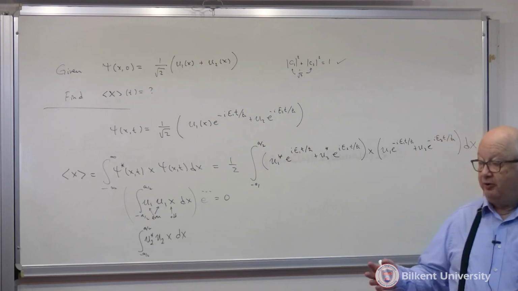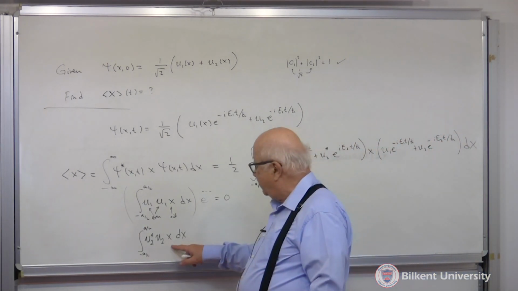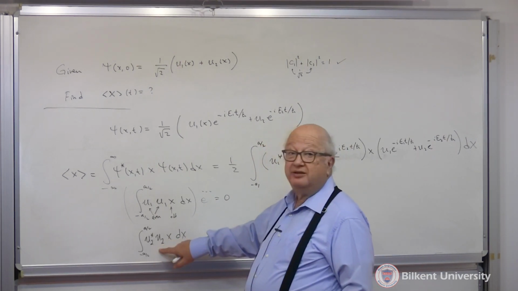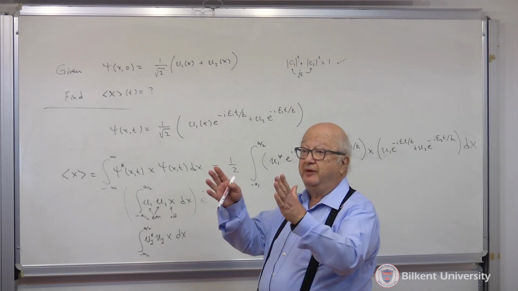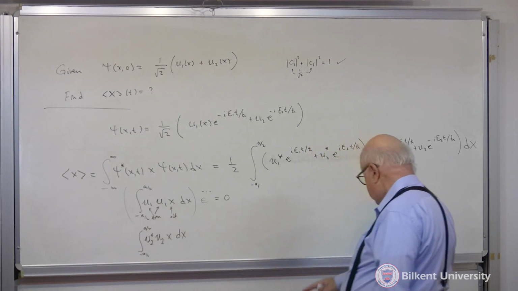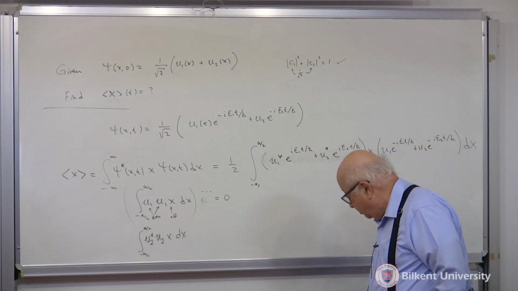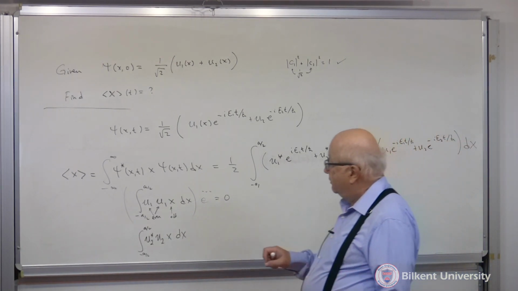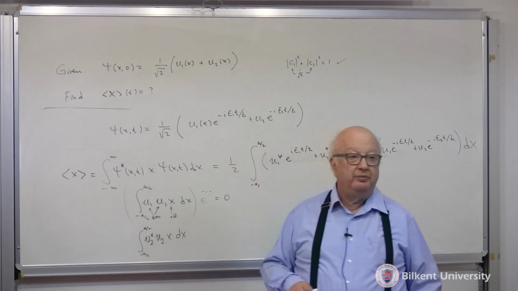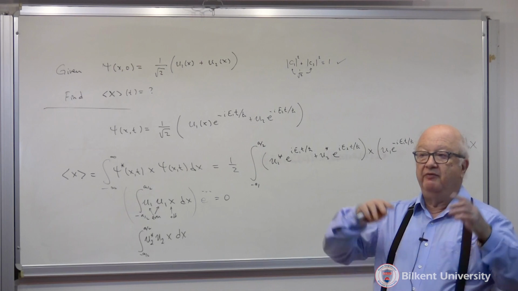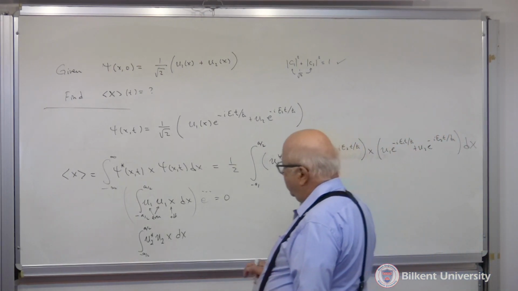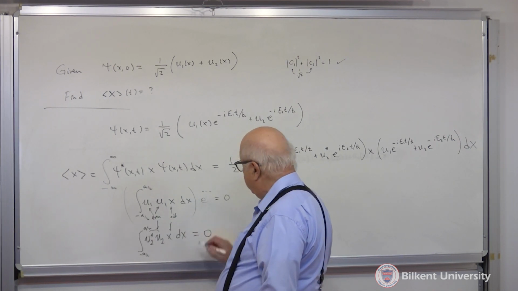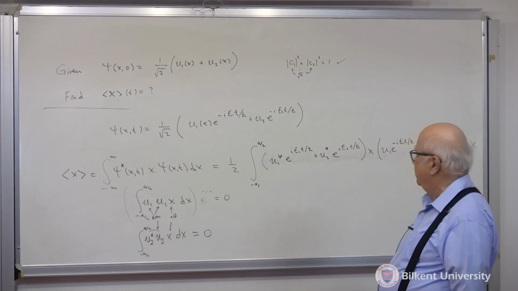Again 0, right? Because this is now the expected value of x, the average value of x for the second state. But the second state is also symmetric. u1 is odd with respect to x equal to 0, but when I look at u2 star times u2, the product is even. So again I have the same argument. This product here is even, and I have an odd term here, so that's 0. So you see lots of terms are going to be 0.